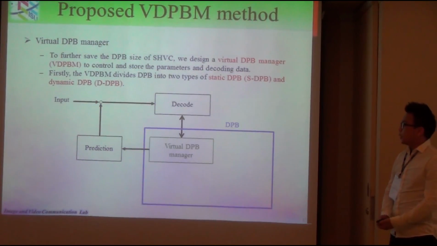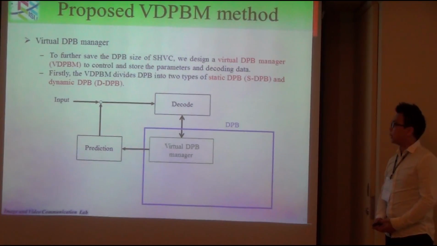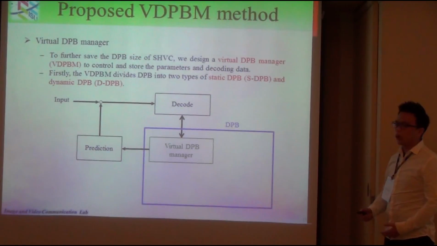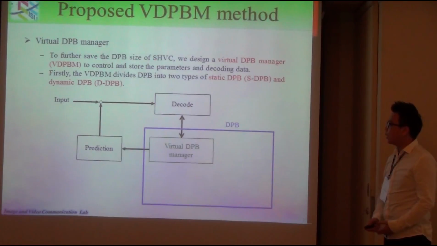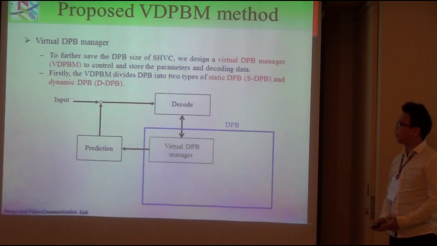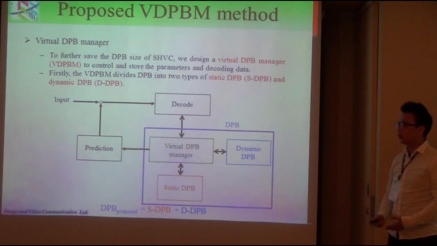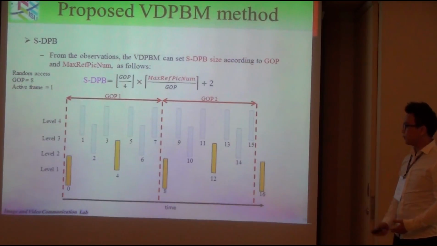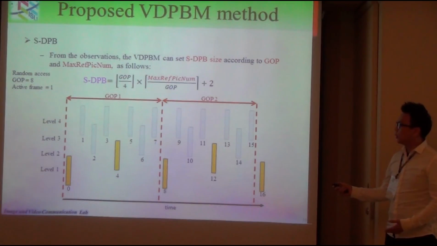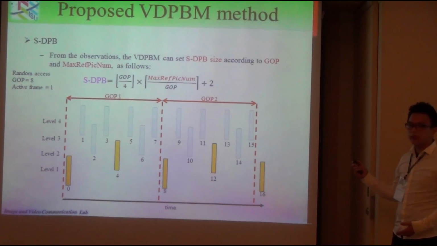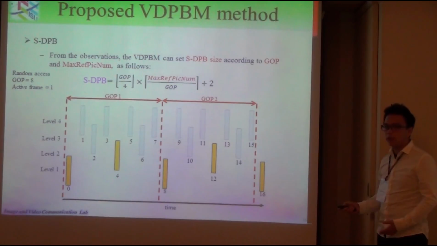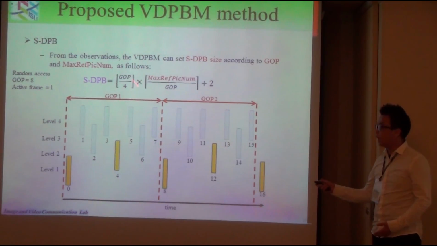Therefore, to follow several DPB sizes of SHVC, we design a virtual DPB manager called VDPBM to control and store the parameters and the decoding data. Firstly, the VDPBM divides the DPB into two types: static DPB called SDPB and dynamic DPB called DDPB. From the observation, the VDPBM can set the SDPB size according to the GOP and the max reference feature number as follows.